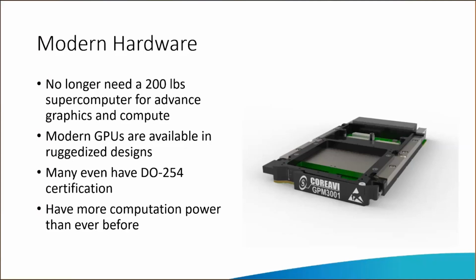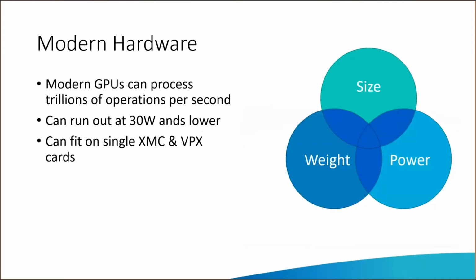The other key thing is that modern graphics hardware has more computation power than ever before. If we compare, for example, the AMD E9171 to the old SGI Onyx, it's much more capable than the SGI Onyx was, in a more desirable package. When we're talking about these modern GPUs, they can process trillions of math operations per second. They're running at 30 watts or lower of power, and they can fit on these very small, low weight boards that are XMC and VPX form factor. So when we're talking about size, weight, and power, they're checking the boxes for everything we need to fit on modern avionics systems.